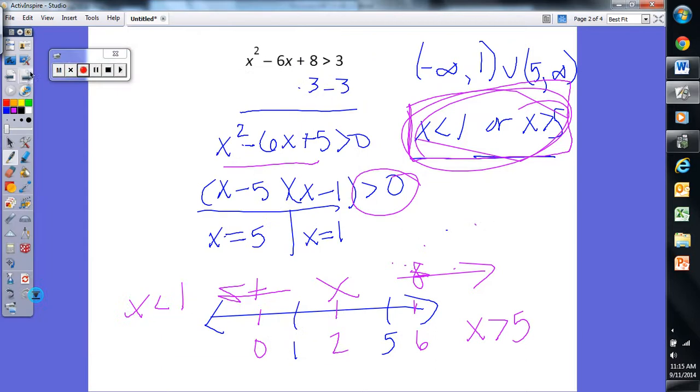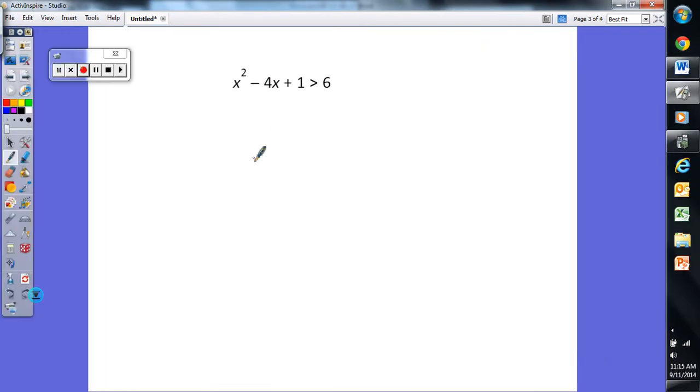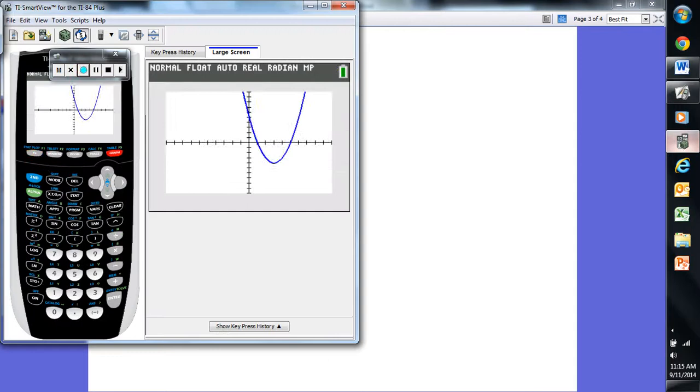Let's try the next one. This time it's a different problem. I thought it was the same problem. Okay. We want to know when is x squared minus 4x plus 1 greater than 6. Well, let's look at what the answers are.